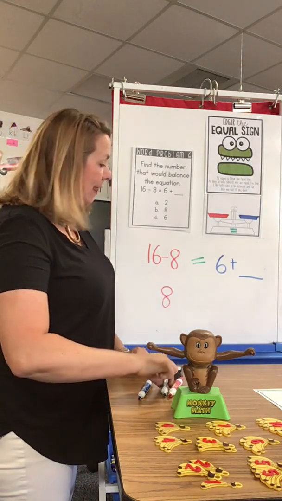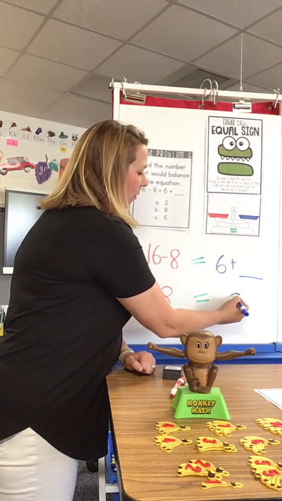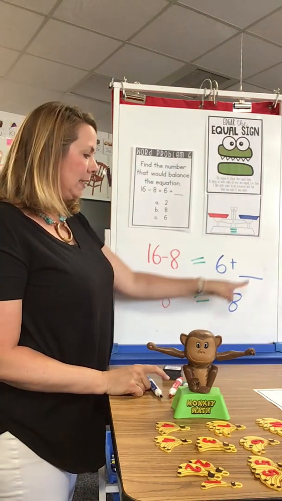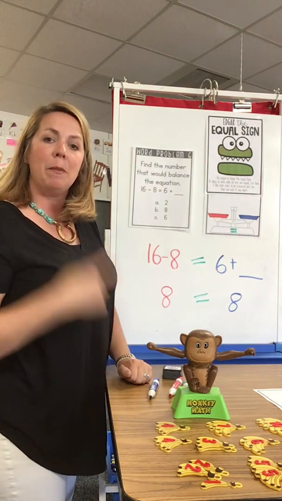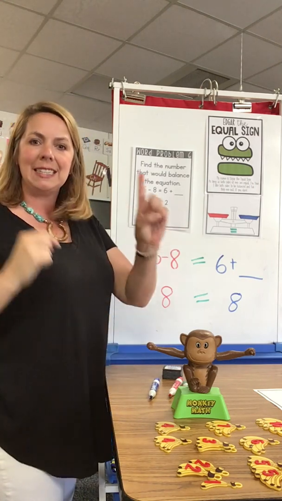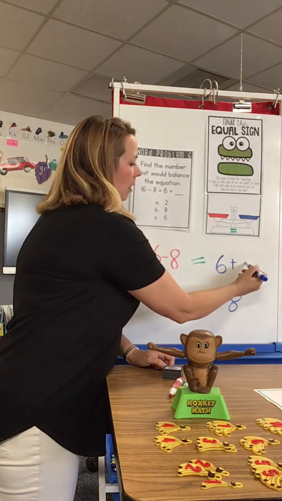Now, I need this side to also have a value of 8. 6 plus what would give me 8? I'm going to start on 6 and I'm going to count up to 8. Here we go. 6, 7, 8. My missing number was 2.